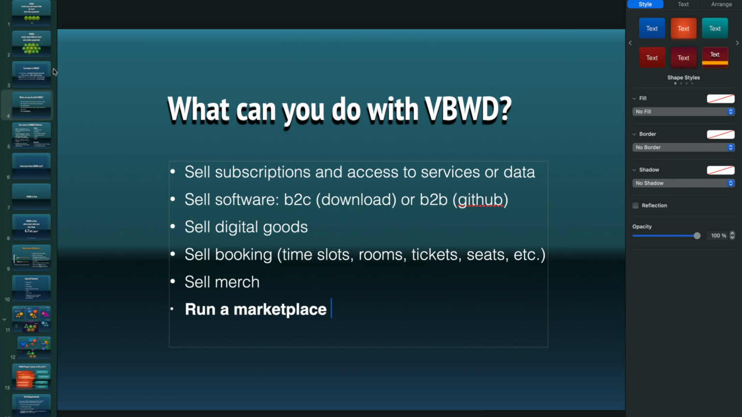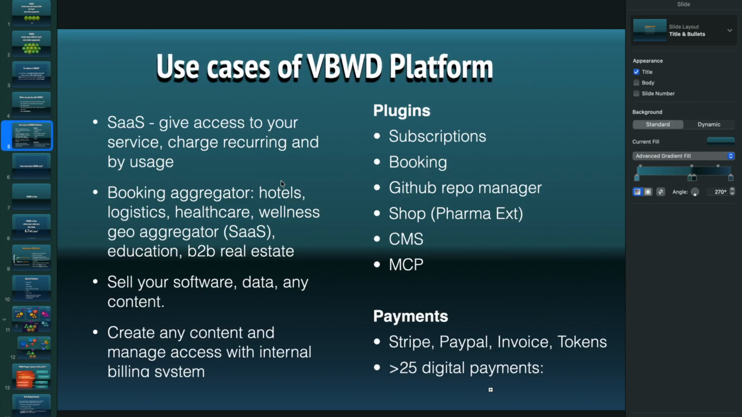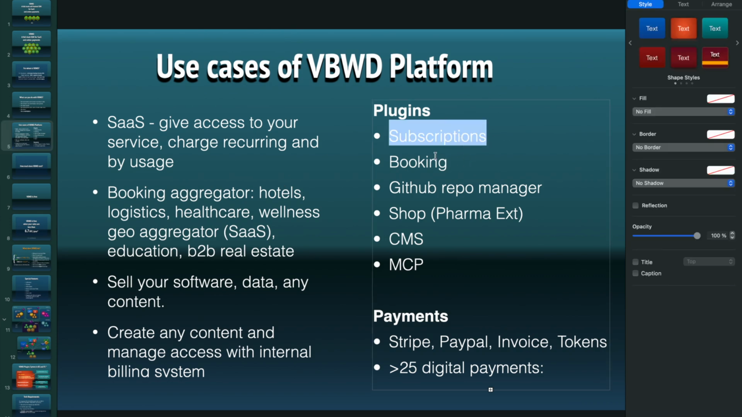Let's go further. So, as I said, we have plugin systems, and with plugins, we implement all the functionalities. So we have a subscription plugin for keeping subscriptions, and this is to get recurring charges and sell access to services. We have a booking plugin, which is a booking aggregator. You can build whatever booking aggregator you want on top of this plugin.